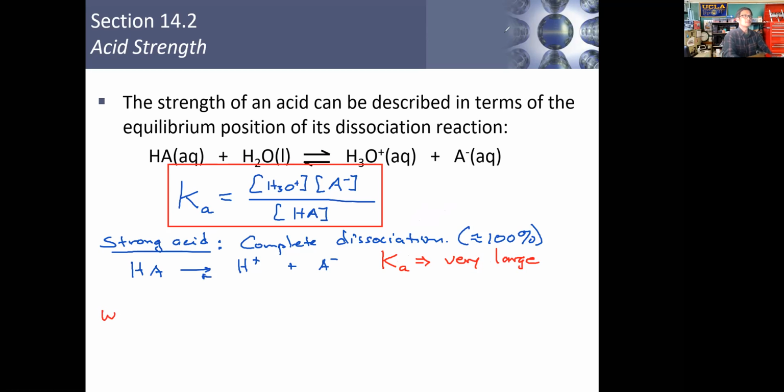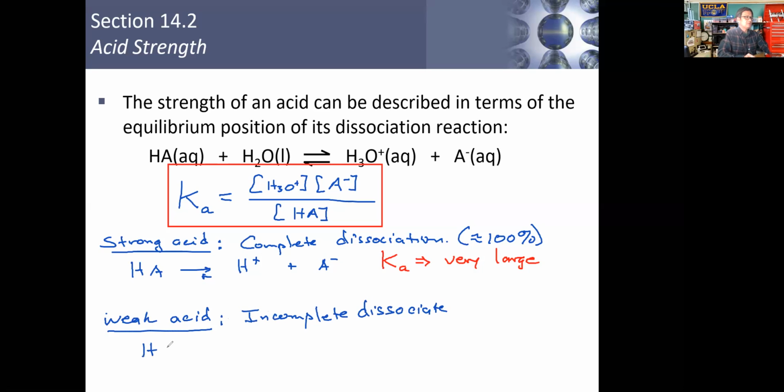So for weak acids, remember we said that they don't dissociate completely. We have incomplete dissociation. So for weak acids, we define a weak acid as any acid that has incomplete dissociation.